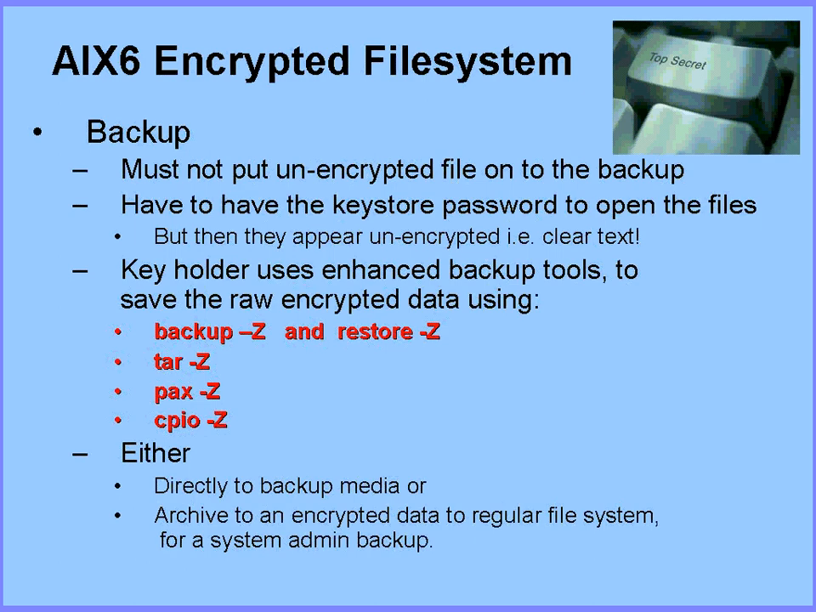So what we have is these four tools that have been enhanced to back up encrypted data. There's backup and restore, tar, and cpio. And all of them have a -Z option, and this says we'll actually do the backup operation, but instead of giving you the clear text as you're reading through the file, you'll actually go and read the raw encrypted version of the data and put that into the backup for you.